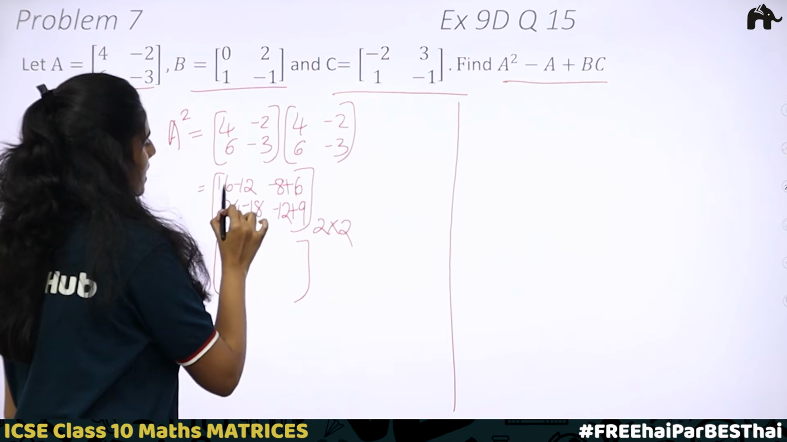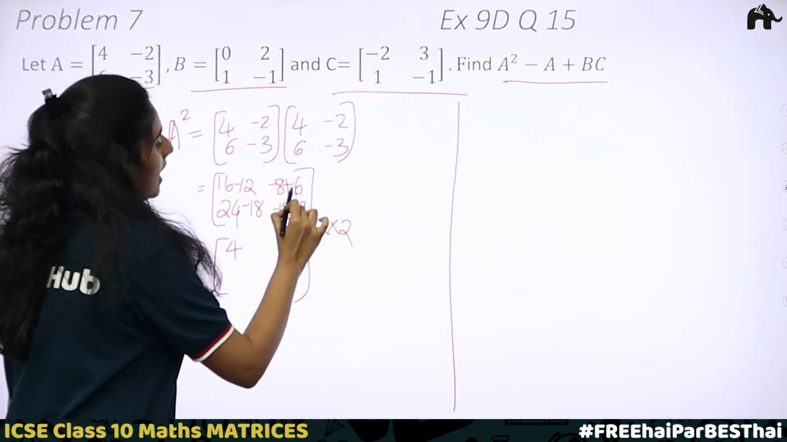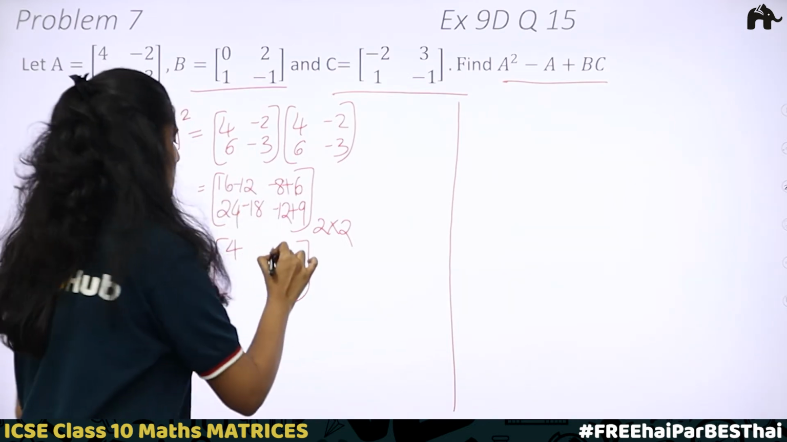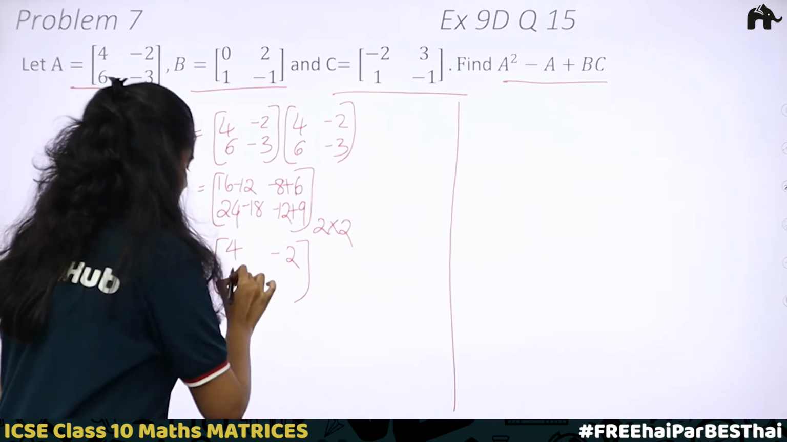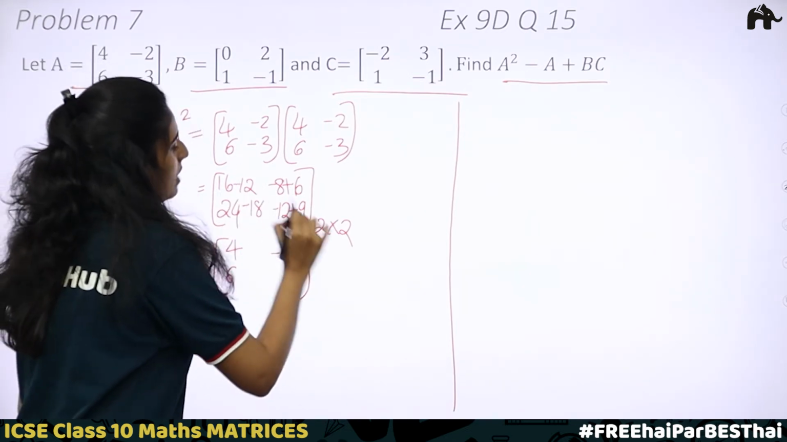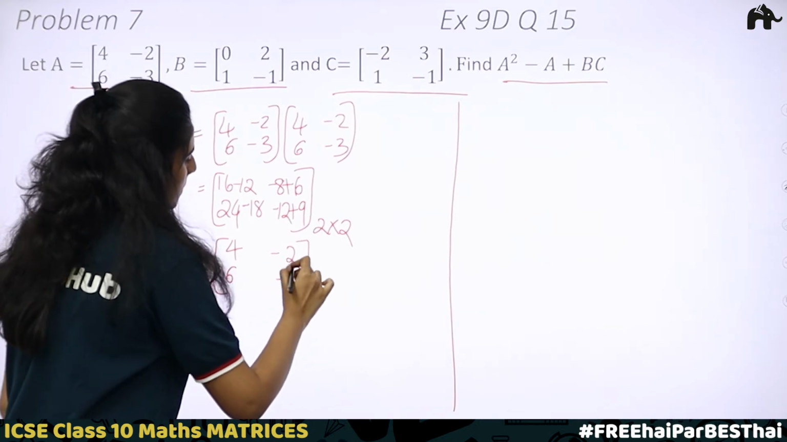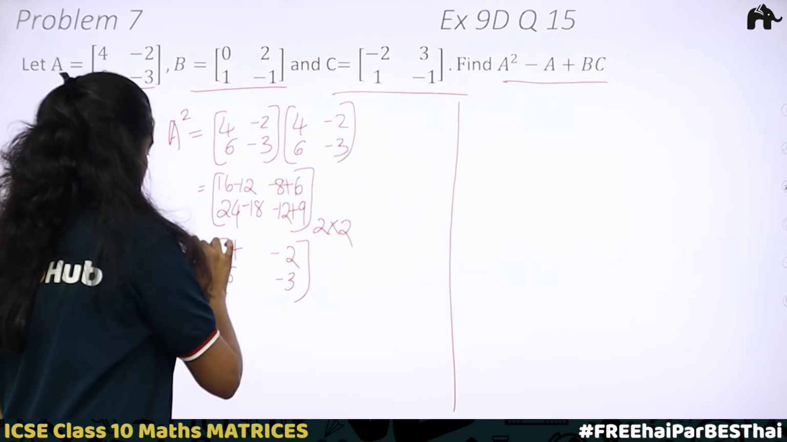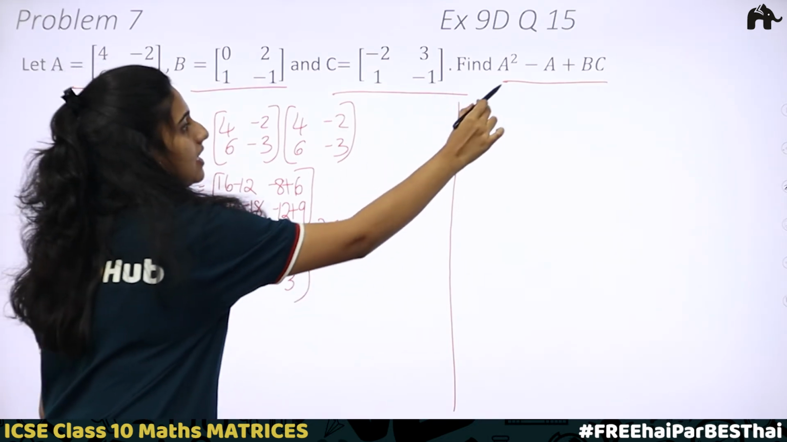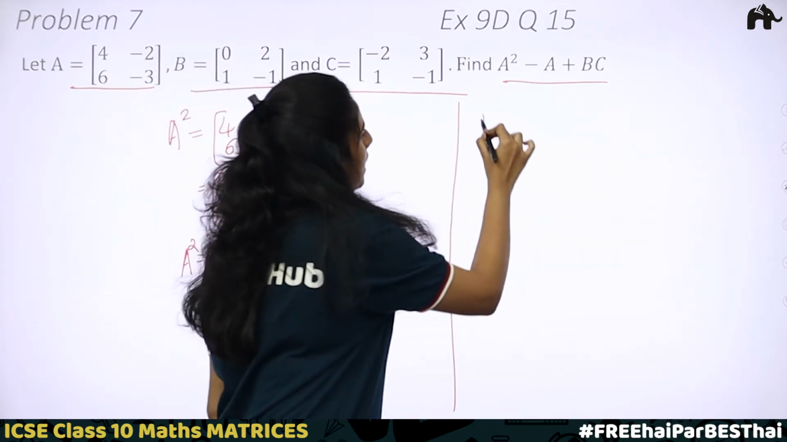First element, 16 minus 12 is 4. Then, minus 8 plus 6 is minus 2. 24 minus 18 is 6. Minus 12 plus 9 is minus 3. Okay, this is the matrix A square. Next, we need to find BC. A we already know. We'll find BC.